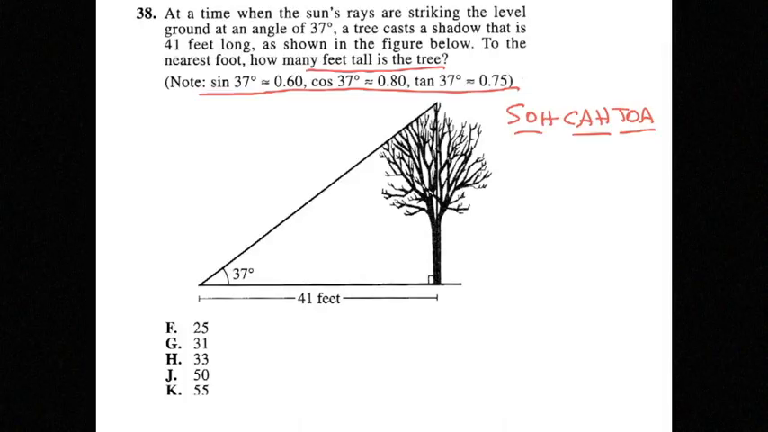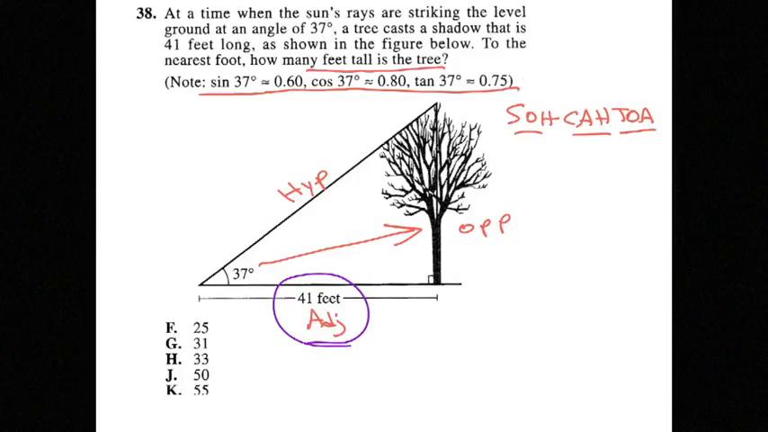So the very first thing we do is we go to the angle. Across from the angle is opposite. This is the hypotenuse. This is adjacent. Now we say, what did the ACT give us? The ACT gave us adjacent. What did they ask us for? Opposite. How tall is the tree? So the function that uses opposite and adjacent is the tangent function. So we go up here and grab tangent of 37 is 0.75.